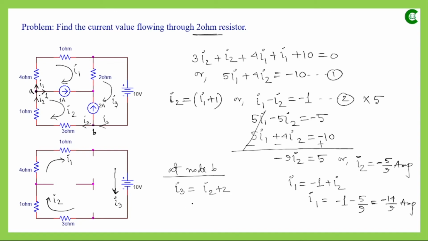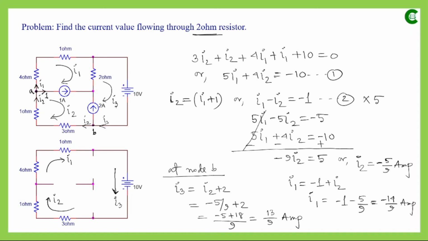We have already found the value of I2, which is minus 5 by 9. So we can easily find I3: it will be minus 5 plus 18, divided by 9, so it will be 13 by 9 ampere. What was required was the current through this 2 ohm resistor. Now we have found the individual current values I1, I2 and I3. The currents associated with the 2 ohm resistor are I3 and I1.